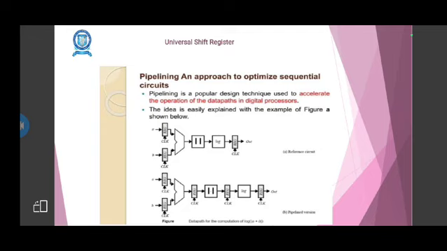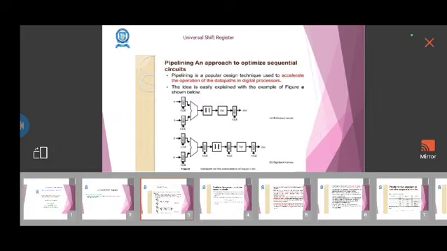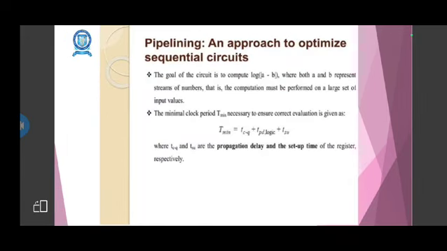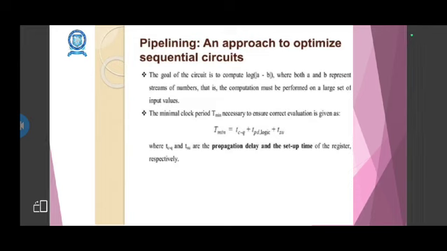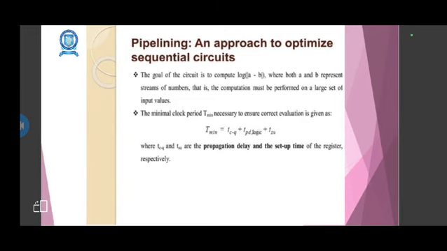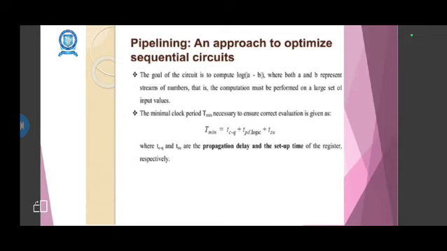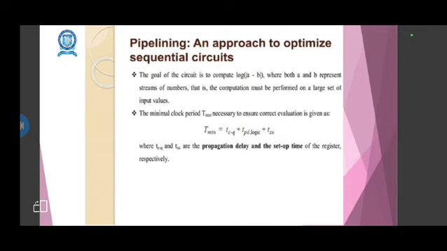Pipelining is a popular technique used for accelerating the operation of the datapaths in digital processors. This idea is explained in the form of an example. Here you can see the registers and the clock pulses. In pipelining, an approach used to optimize sequential circuits, we compute the logarithmic function of two inputs, where A and B represent streams of numbers, and the computation must be performed on a larger set of input values.